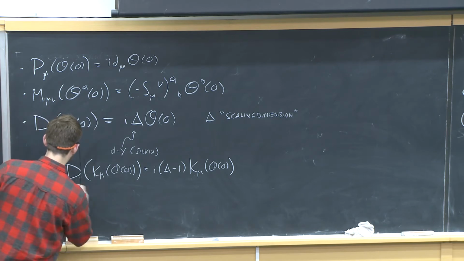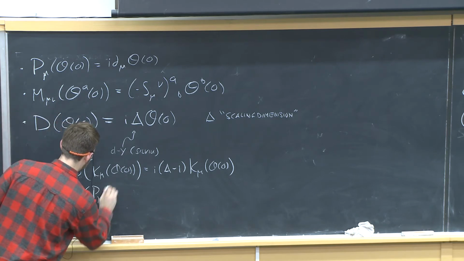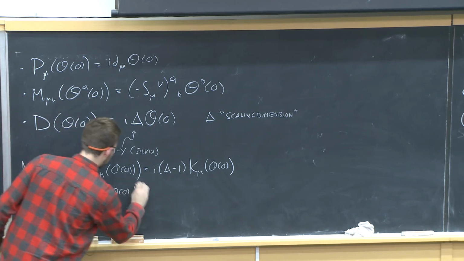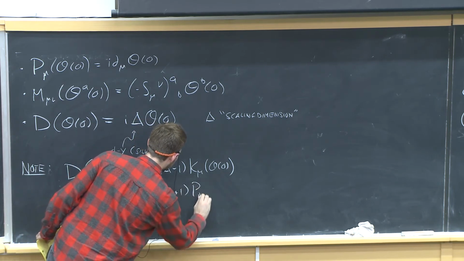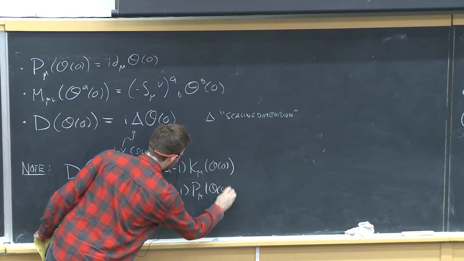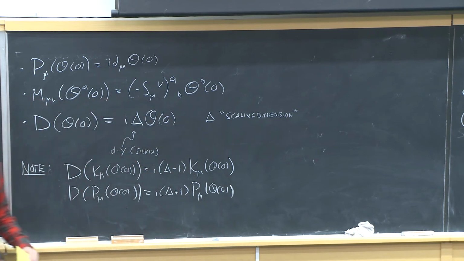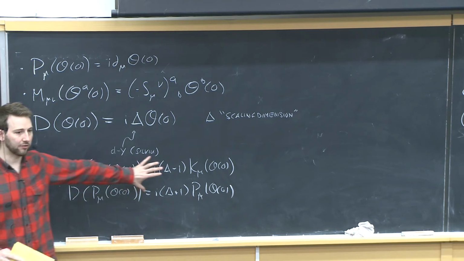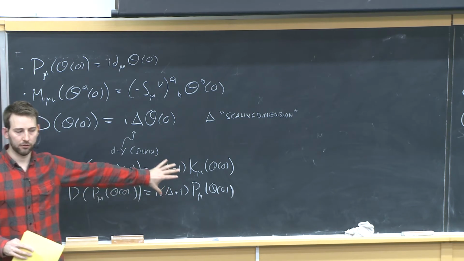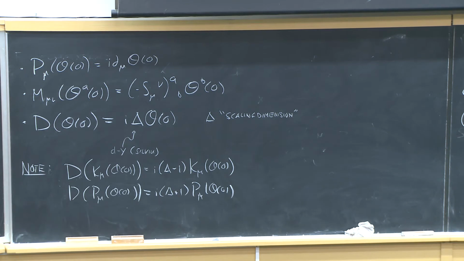And similarly, for momentum, also known as derivatives, the scaling dimension increases by 1. So the K's and the P's are like lowering and raising operators for scaling dimensions.